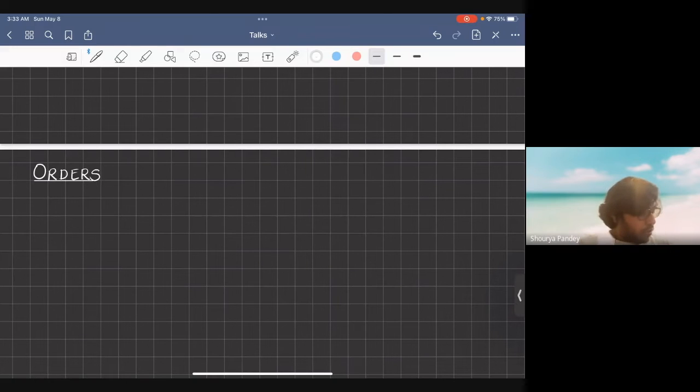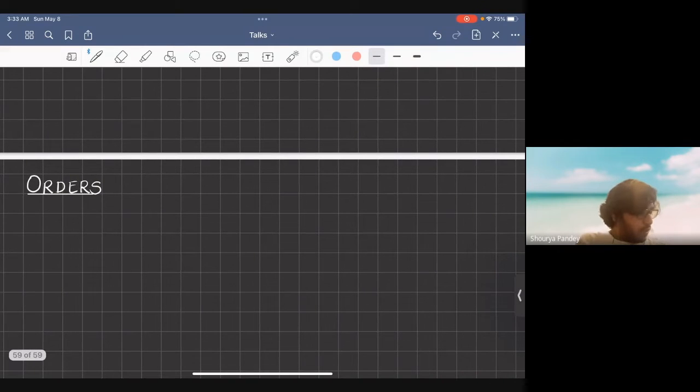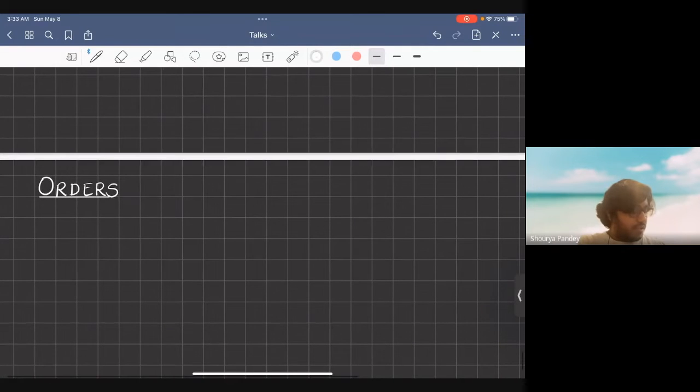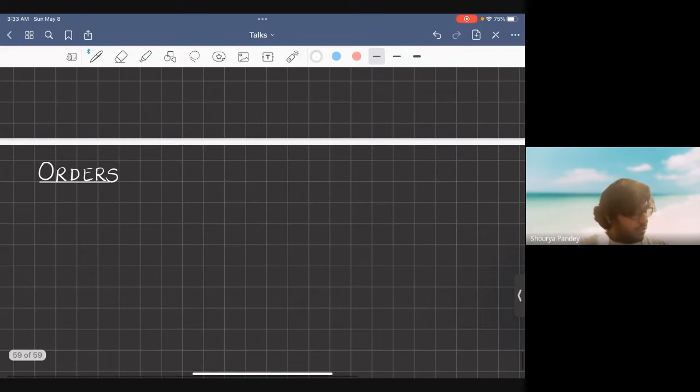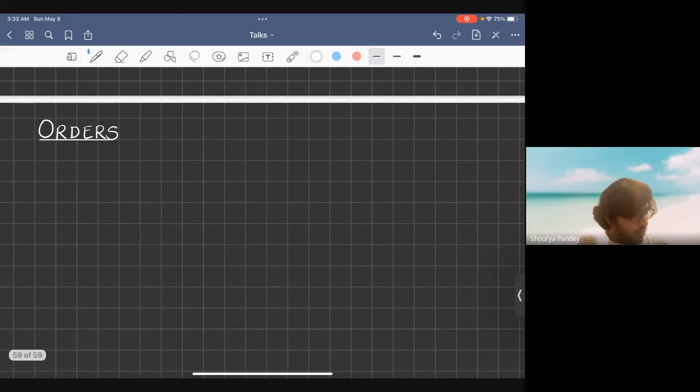So we talked about orders the last time. I'll just define it once. We won't go over the properties we discussed last time, but if needed, we'll just use them. I'll just mention them while we're solving a problem.